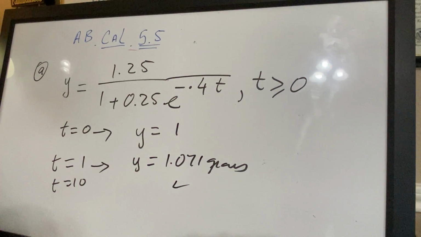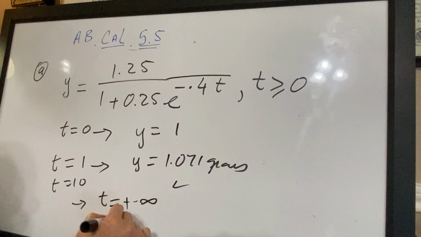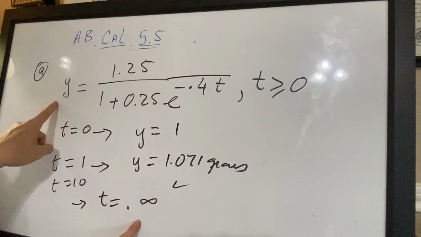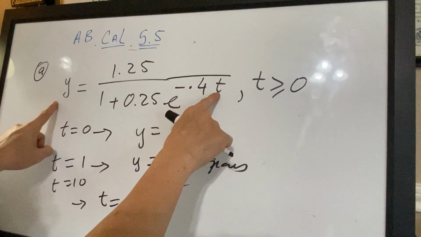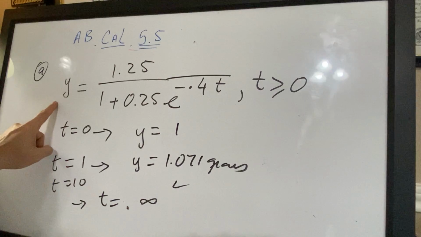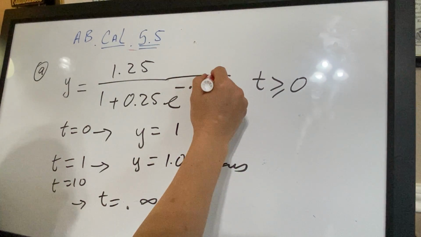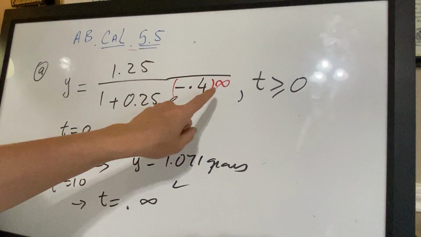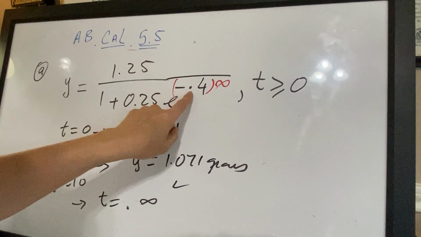Here is the big question, okay? This is a big question. Mr. Deng, what if t keeps going and going into infinity? If t goes to infinity, what would be the bacterial growth right here? Look, if t goes to infinity, that times what? Infinity. You get infinity times a negative number, so you get negative infinity.